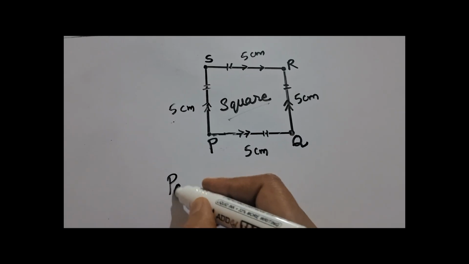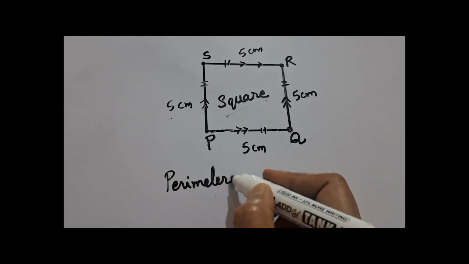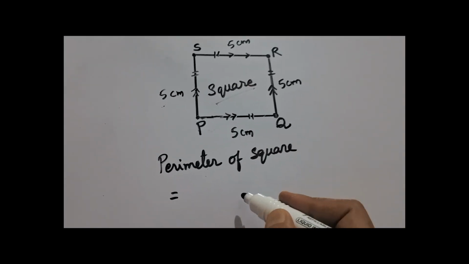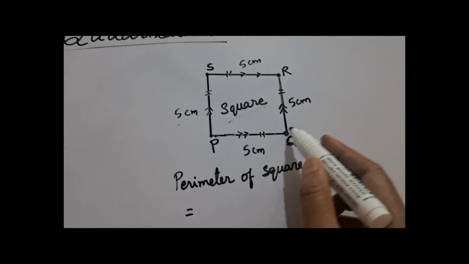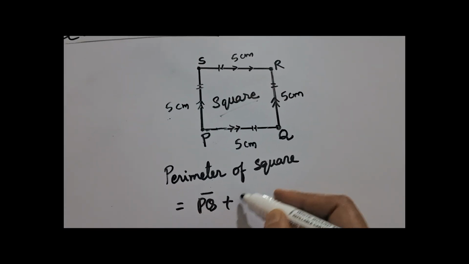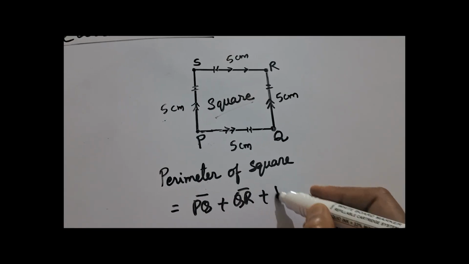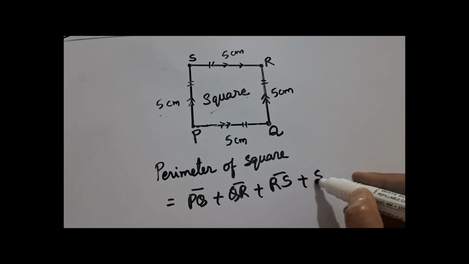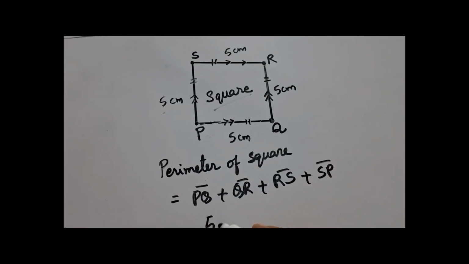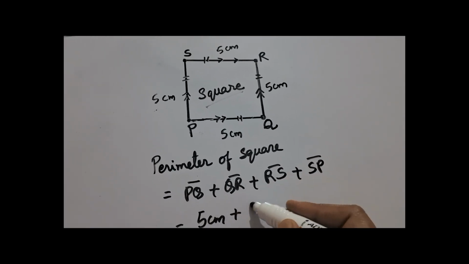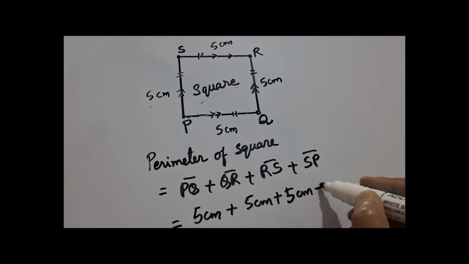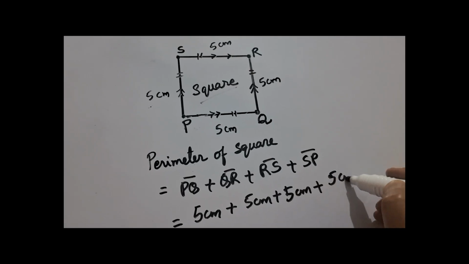So, perimeter of the square is equal to this side plus this side plus this side plus this side. That is PQ plus QR plus RS plus SP, which is equal to 5 centimeter plus QR also 5 centimeter plus RS is also 5 centimeter plus SP also 5 centimeter.